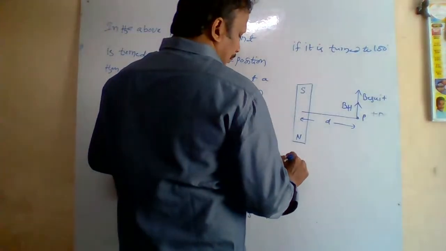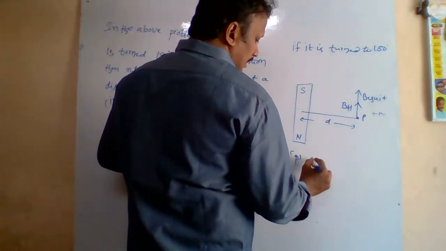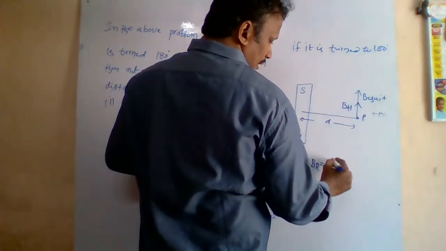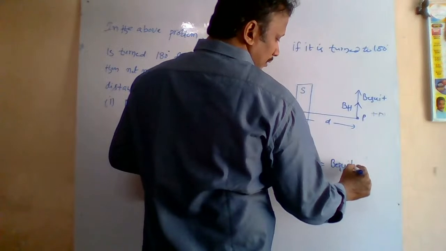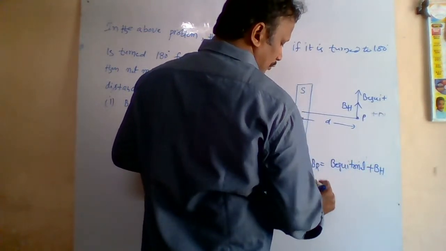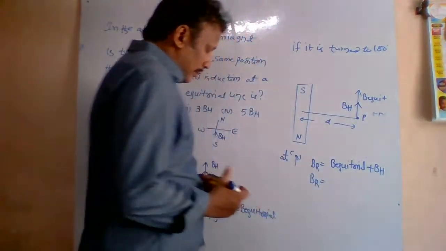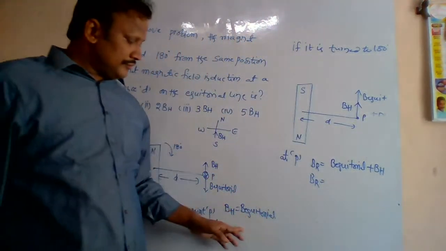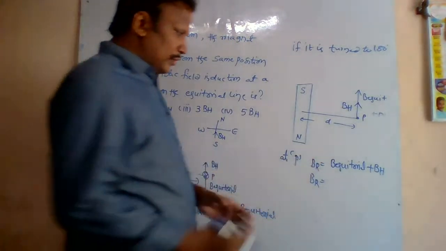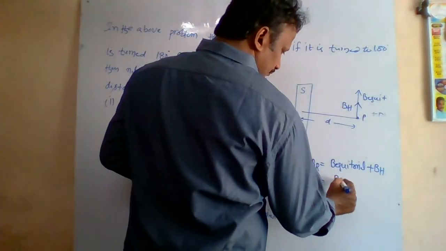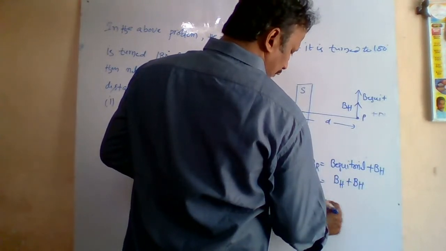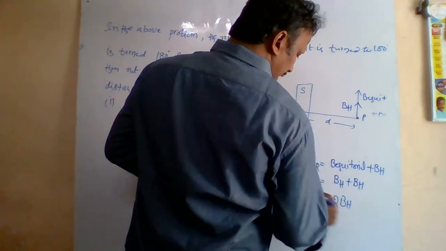Therefore, at P, the resultant magnetic field is equal to, what is the answer here? B equatorial plus BH. So therefore, BR is equal to B equatorial, how much here? From the given concept, B equatorial is equal to BH. Therefore, BH plus BH, so the net magnetic field is equal to 2BH.